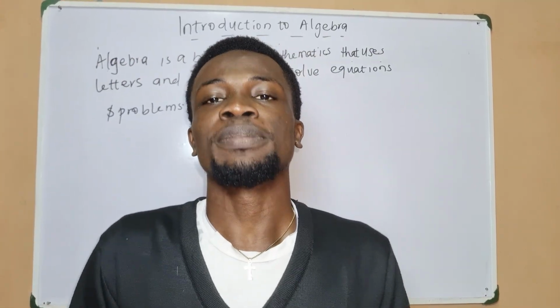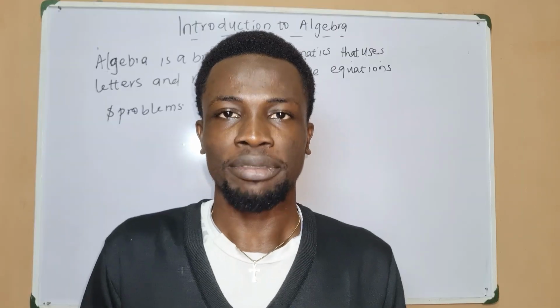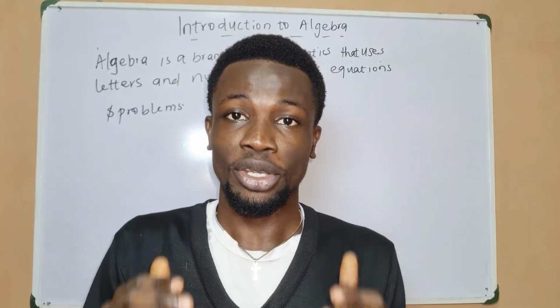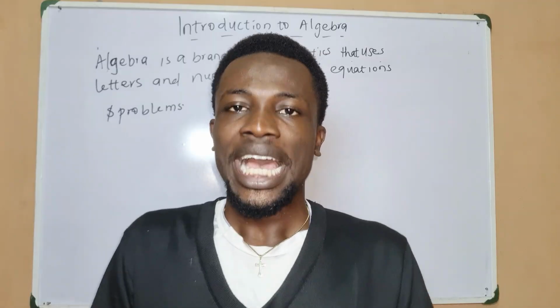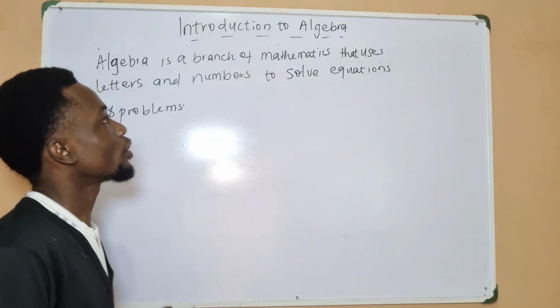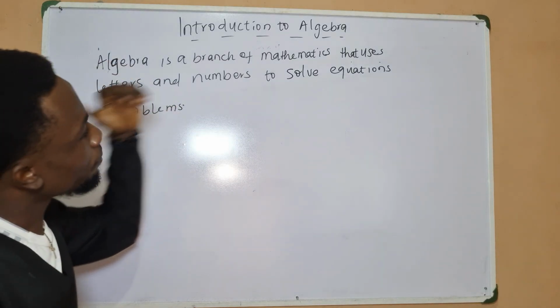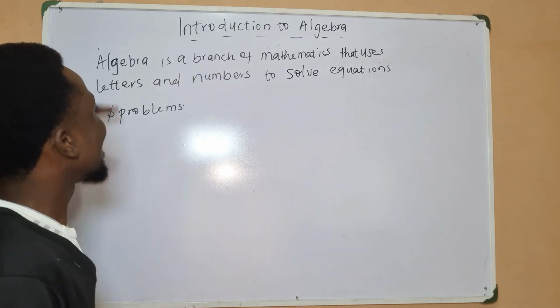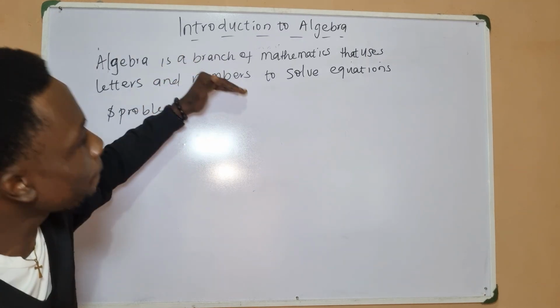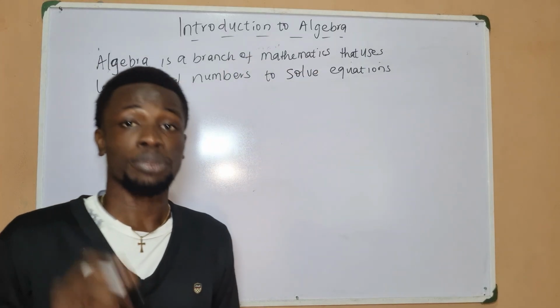In today's class, we're going to be discussing something very interesting, and I know most of us might have come across this, and that is algebra. I have a very straightforward and concise definition of algebra here on the board. Algebra is a branch of mathematics that uses letters and numbers to solve equations and problems.